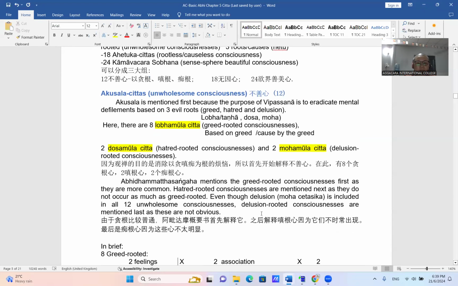So this is from the commentary and sub-commentary to the Abhidhamma book. In the first chapter, as I mentioned already, Anuruddha's Abhidhammattha Sangaha mentions the greed-rooted consciousnesses, 8 of them, first, because they are more common.